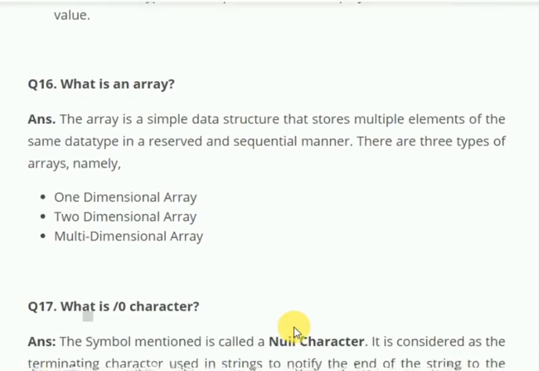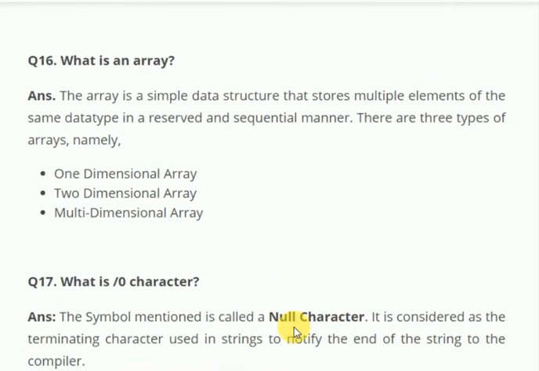What is an array? An array is a simple data structure that stores multiple elements of the same data type in a sequential manner. We are storing similar data types in it. There are three types of arrays, namely one-dimensional, two-dimensional, and multi-dimensional.